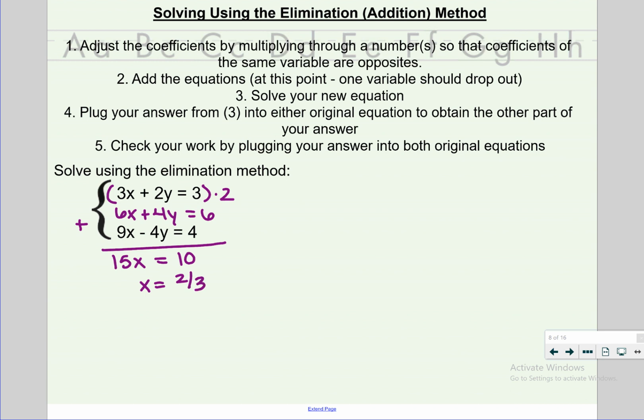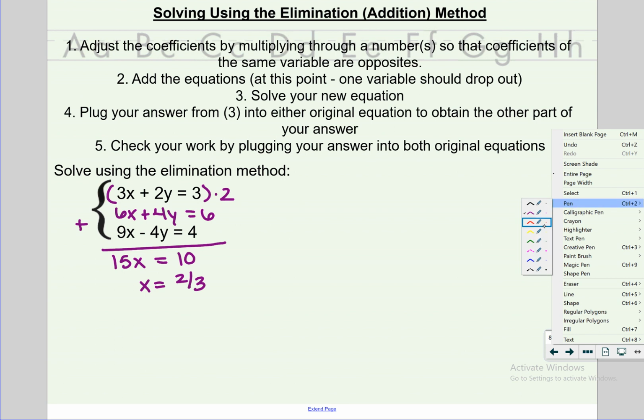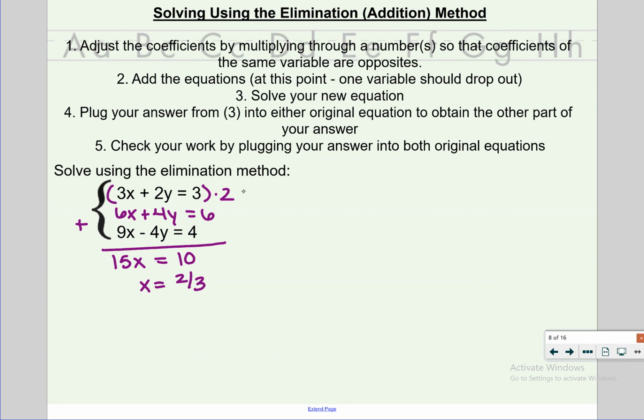2/3. Keep it as that exact fraction. Once you have one answer, you can plug it back into either equation to get your other one. Let's say I use my top equation. 3 times my x is 2/3 plus 2y equals 3. 3 times 2/3 is 6/3, or 2, plus 2y equals 3.